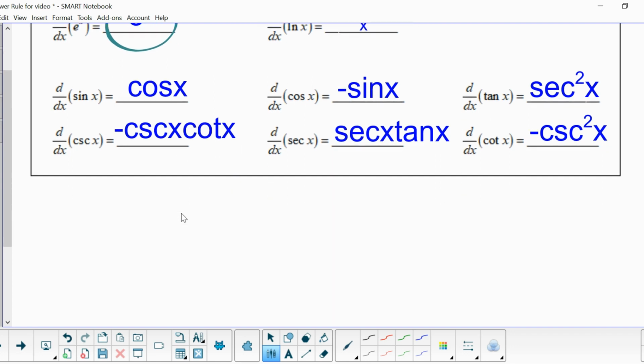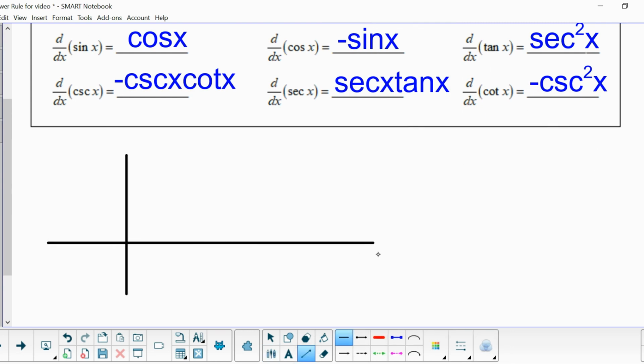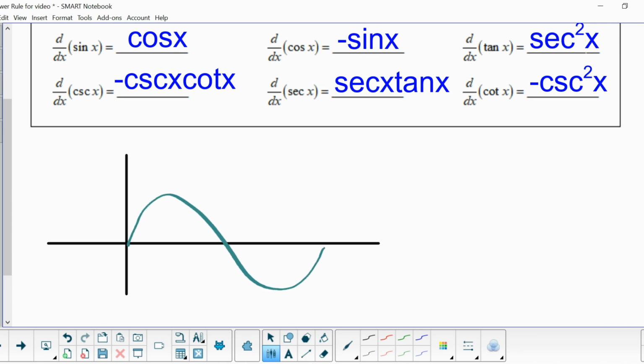So when I was first learning how to remember the derivatives of sine and cosine, I actually kind of think of a sketch of sine in my head to help me determine what the result's going to be. So here's the graph of sine. And I'm going to look at the slopes of the sine graph here to kind of guide me on what my result's going to be.